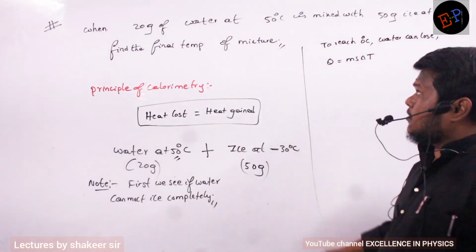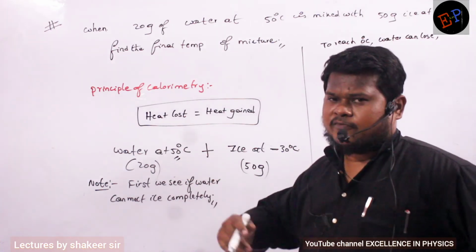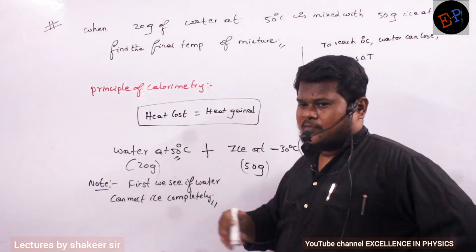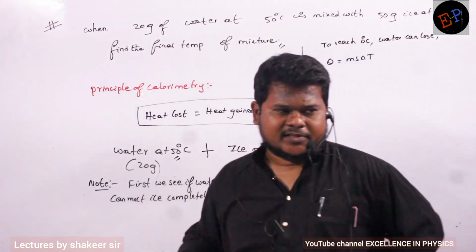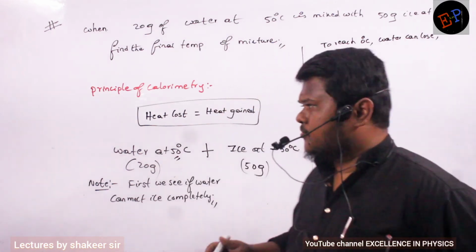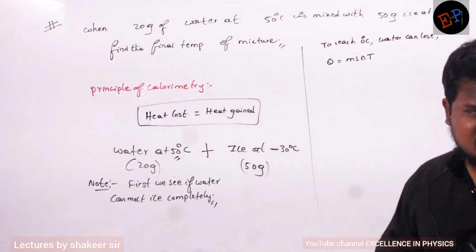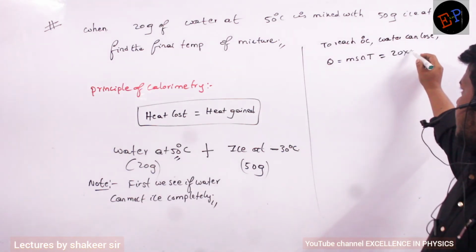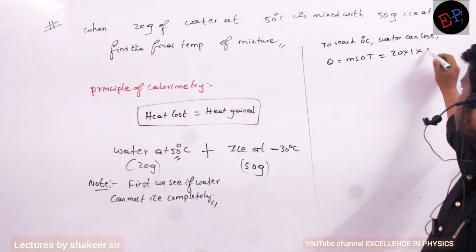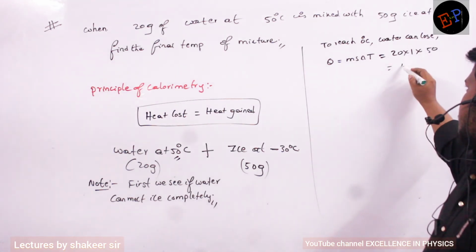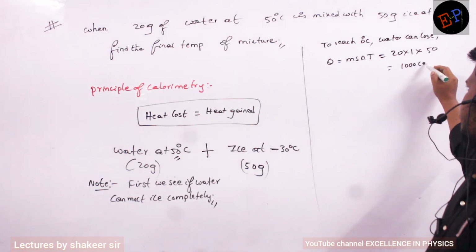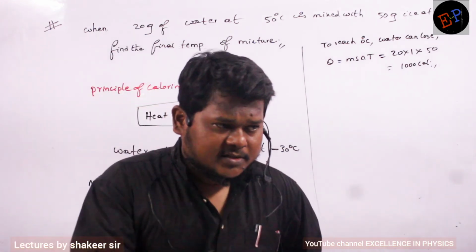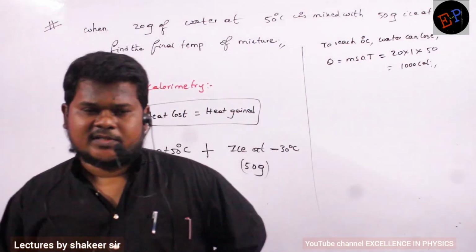What is the temperature of water? 50. So if water goes to 0 degrees, it is losing heat energy. When water is cooling down, is it losing energy or gaining energy? Losing energy. How much energy can it lose? Q = msΔT, since the temperature is changing. Mass is 20 grams, specific heat of water is 1, change in temperature is 50. So how much energy can it supply? 1000 calories of heat energy water can supply, to reach 0 degrees temperature.